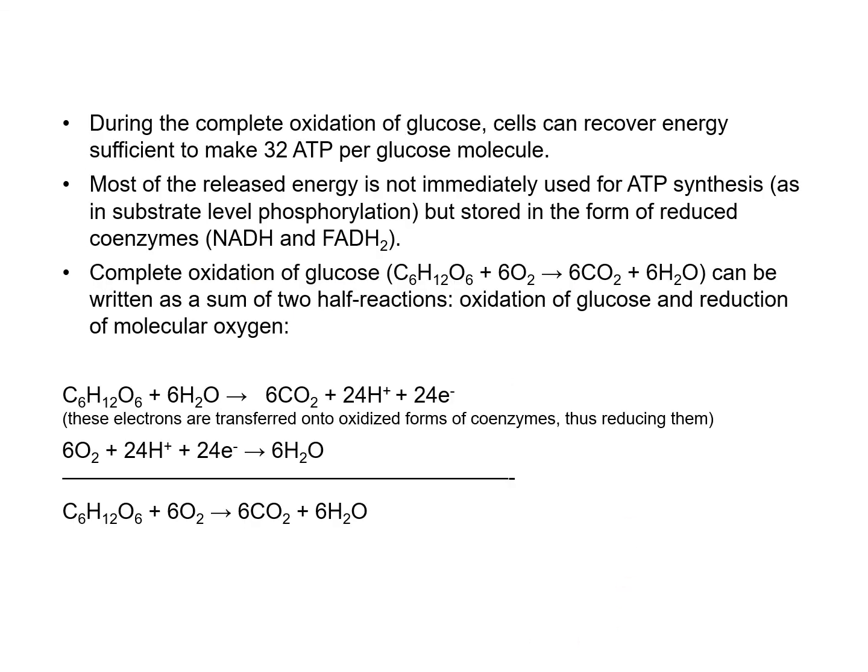So again, during the completion of glucose oxidation, the cells can recover energy sufficient to make up to 32 ATP per glucose molecule. But most of the released energy is not immediately used for ATP synthesis as in substrate level phosphorylation, but is rather stored in the form of reduced coenzymes such as NADH and FADH2. And complete oxidation of glucose can be written as a sum of two half reactions. Here, one is the oxidation of glucose, and the other is the reduction of molecular oxygen.